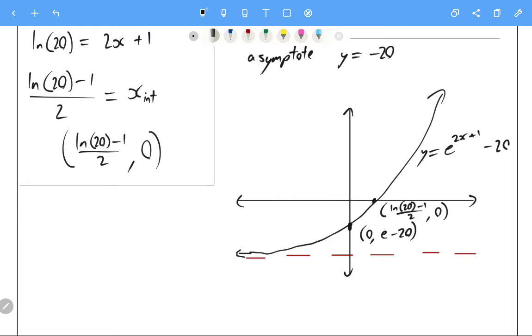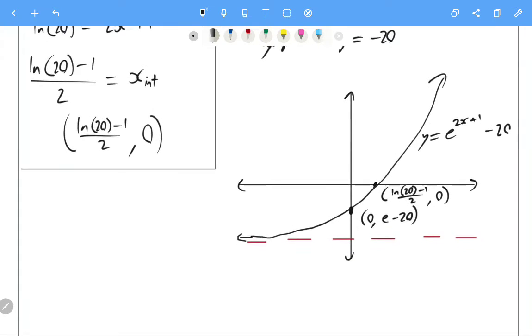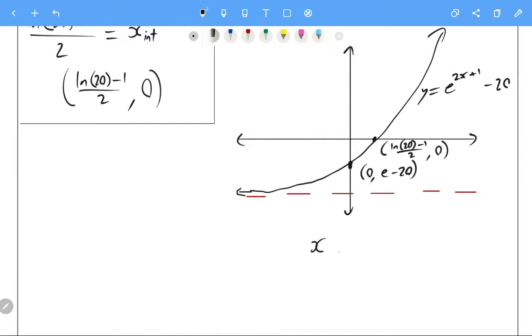Alrighty, so the last thing we wanted to do was the range and domain. So the domain is going to be x is in R, or we could say x is in negative infinity to infinity, or we could even say, as another way of saying it, negative infinity is less than x.